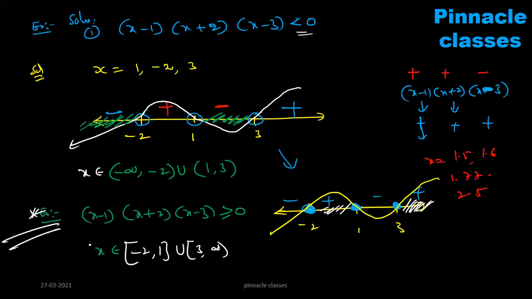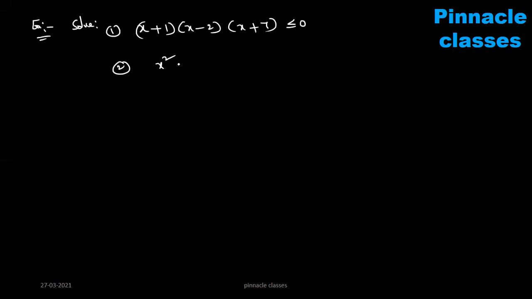Yes, sir. So same model I'm giving, one more model significantly. Solve (x plus 1)(x minus 2)(x plus 7) less than or equal to 0. These are the models I'm giving, dear students. 1, 2, x square minus 4x plus 4 greater than or equal to 0. 3, x square minus 6x.